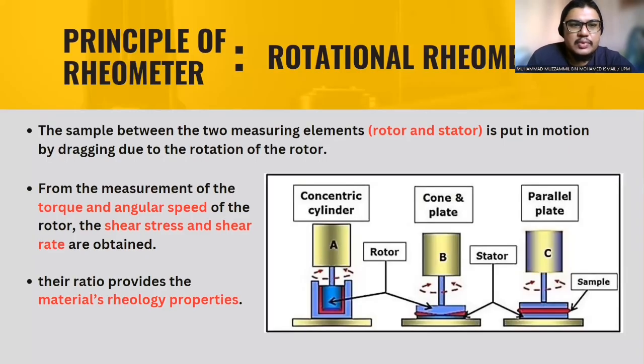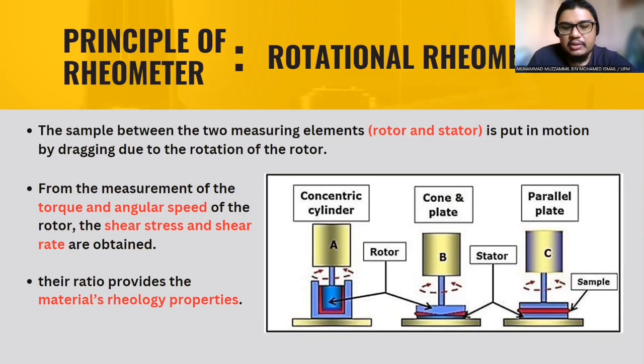The principle of the rotational rheometer is that the sample between the two measuring elements, the rotor and stator, as you can see in the picture, is put in motion by dragging due to the rotation of the rotor. From the measurement of the torque and angular speed of the rotor, the shear stress and shear rate are obtained. The rheological properties can be measured when we obtain the shear stress and the shear rate. The ratio of shear stress to shear rate will provide the material's rheological properties, such as the ones I mentioned just now.